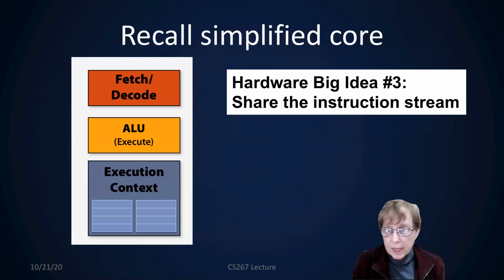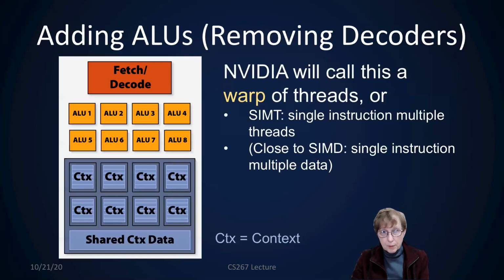So the third idea is to say, well, if what we're really going to exploit is data parallelism, then we don't need to fetch and decode all these separate instructions, because all of these different processors are actually running the same instruction. It may not be obvious, but there's actually a fair amount of work required to decode those instructions, to get something out of the instruction stream and decode it. So big idea number 3 is to share the instruction stream.